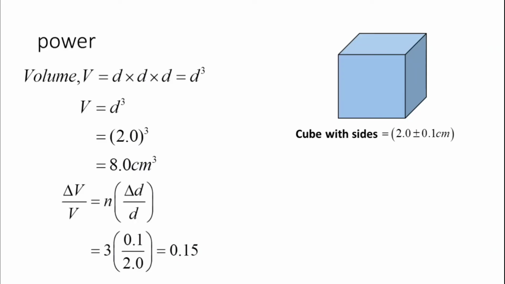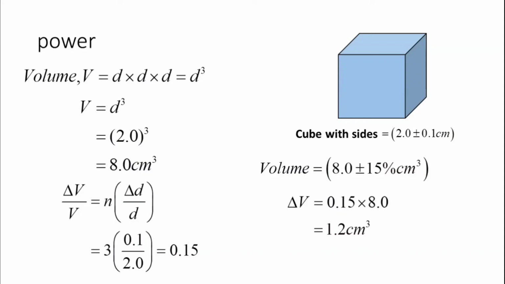Thus, the volume of the cube can be written as 8.0 plus minus 15% centimeter cubed. To get the uncertainty for the volume, we multiply the relative uncertainty with the volume. We get 1.2 centimeter cubed. Thus, the volume of the cube is 8.0 plus minus 1.2 centimeter cubed.